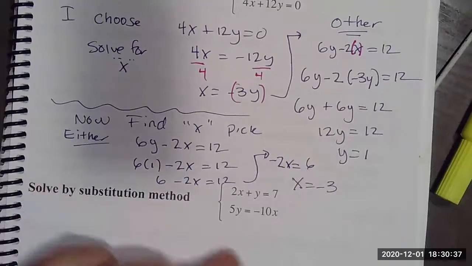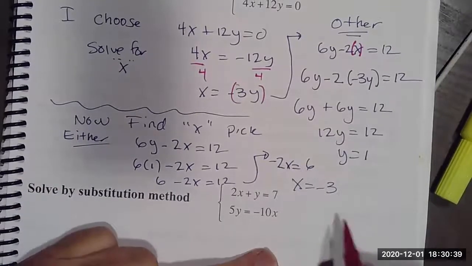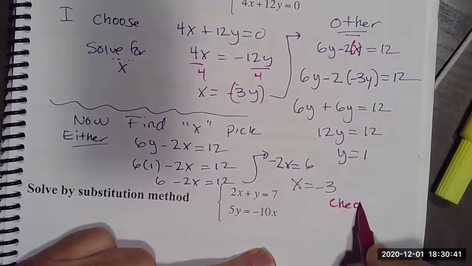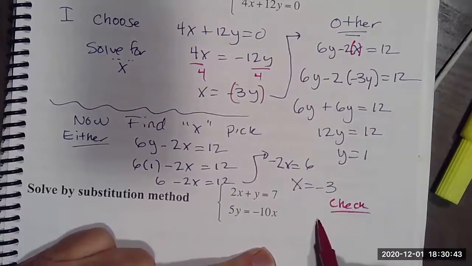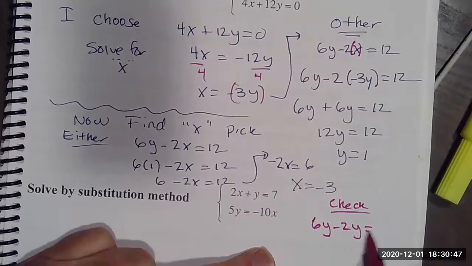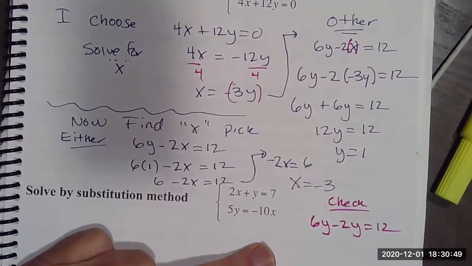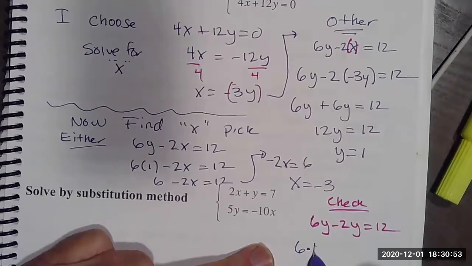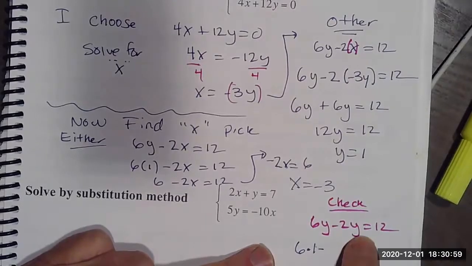Here, I'll do a check on one of them, but you can do the other one. You need to do both of them, but I'll check the hard one. So 6 times the y is a 1 minus, oh, one of these is wrong. Oh, that should be an x. That's 2x, my mistake.